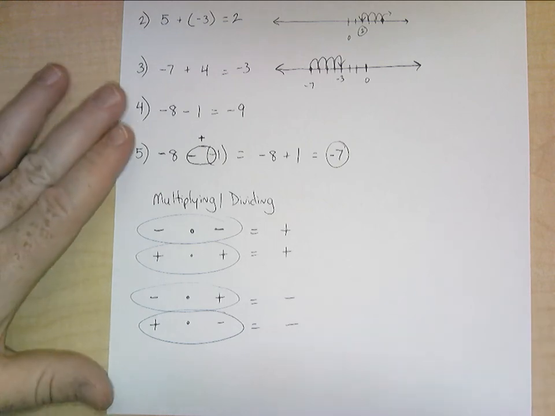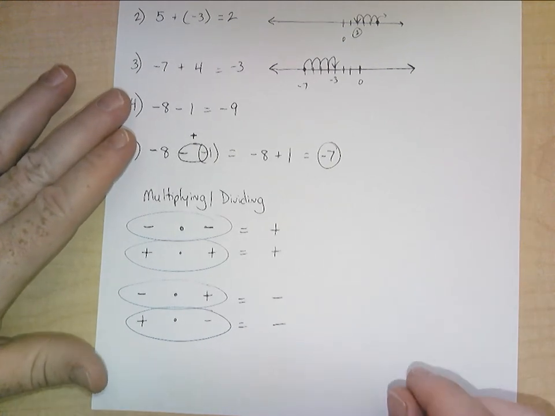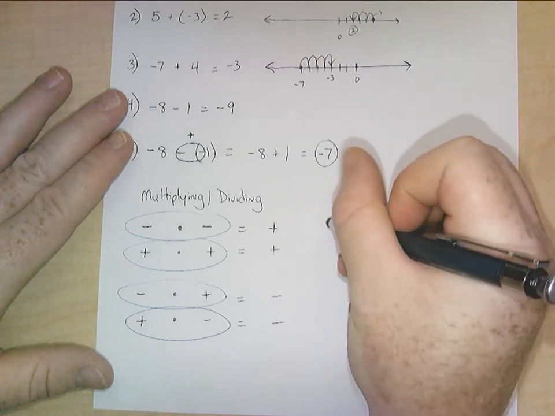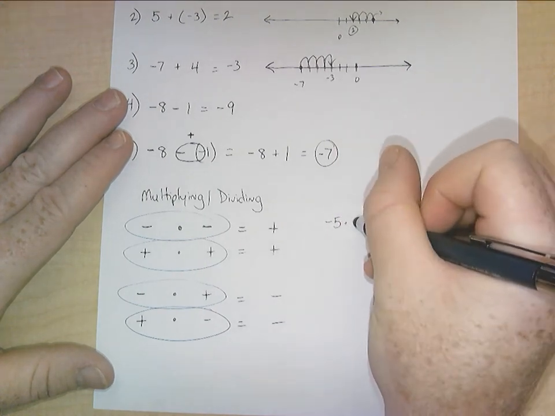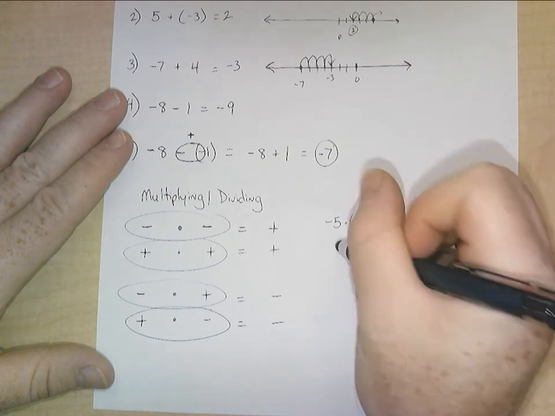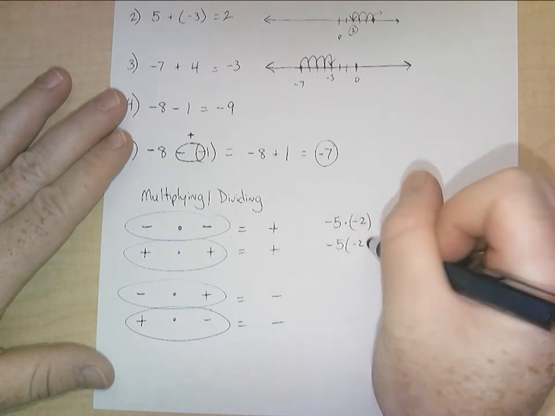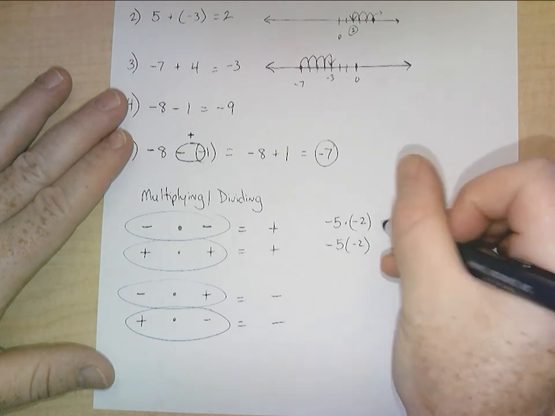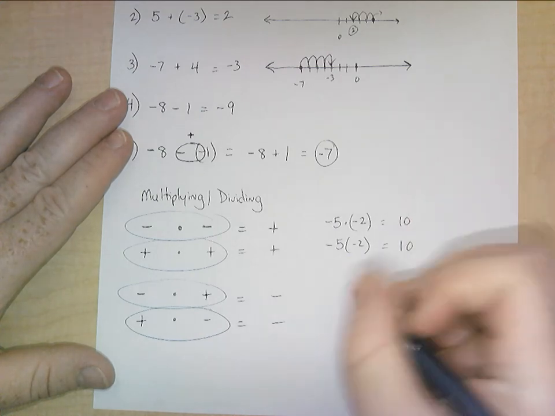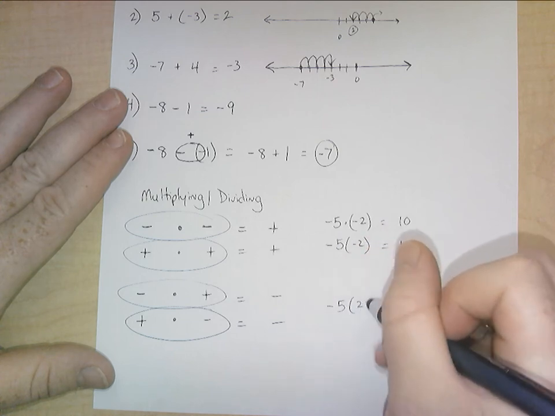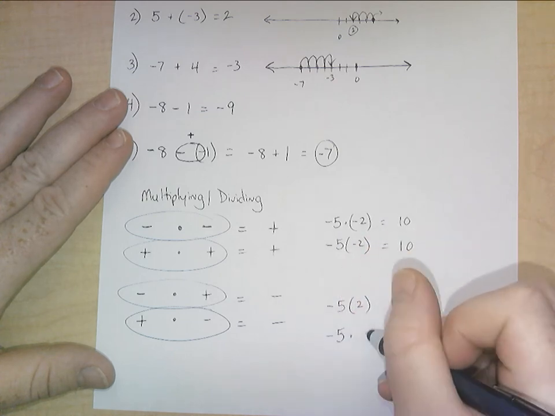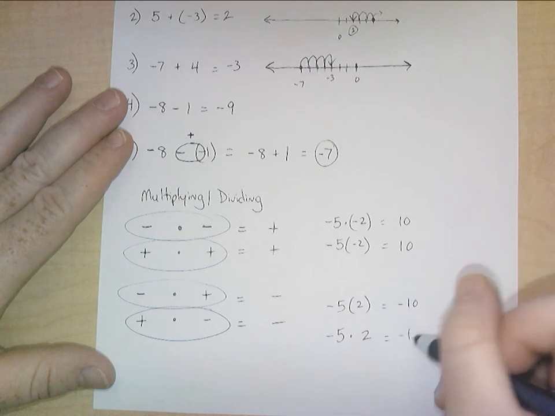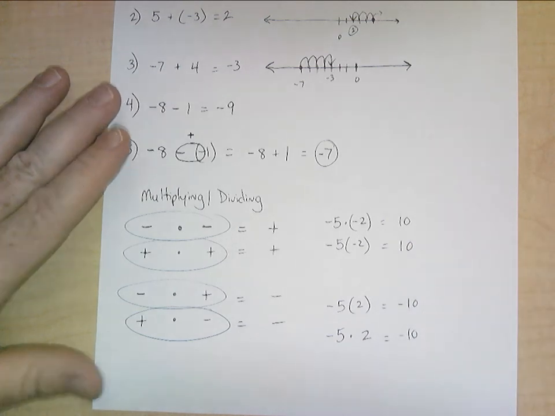Okay? It just gets a little complex when you have more than one number that you're multiplying. So let's come up with a couple examples. Let's say -5 times -2. Sometimes you'll see it like this, sometimes you'll see it like this, but it basically means the same thing. Again, signs are the same, positive. If the signs were different, like this, it's going to be negative. Okay? So just remember that.